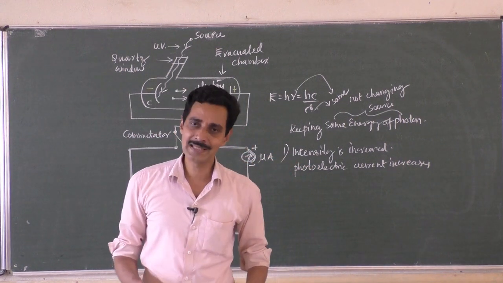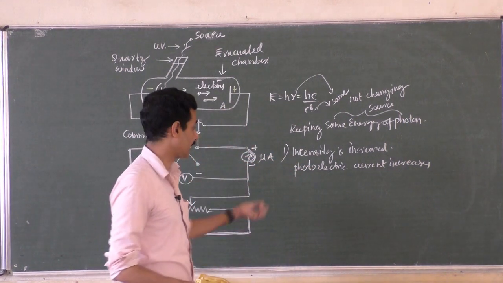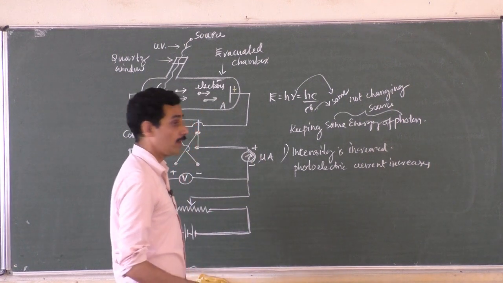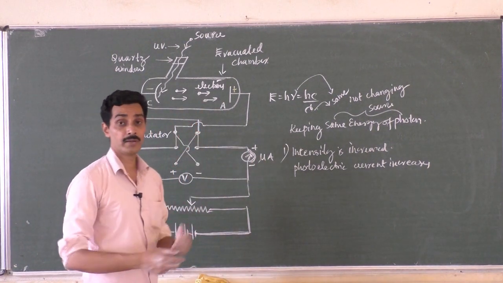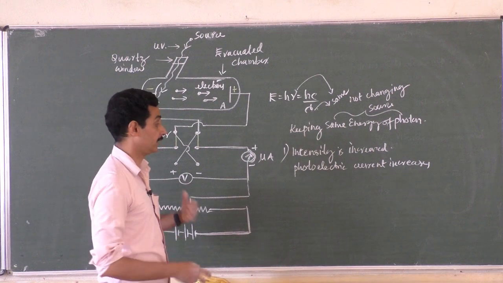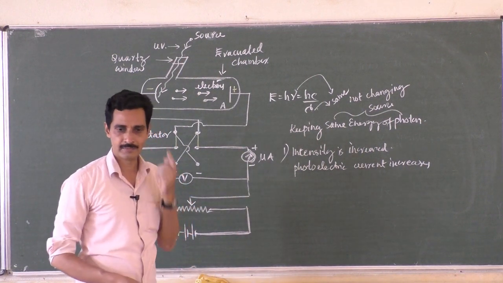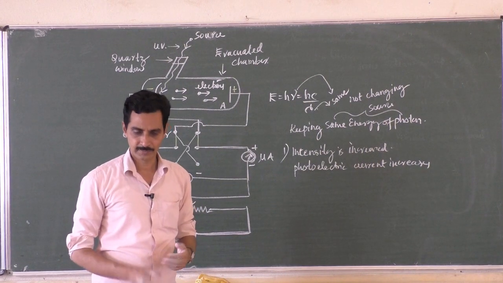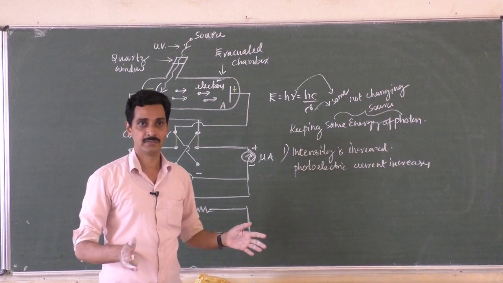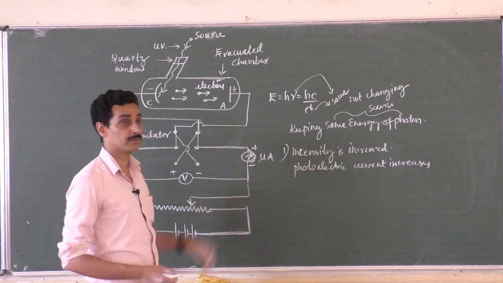So when the intensity of the incident light is increased, photoelectric current went on increasing. And how? It was linear. And they did it for different values. When the intensity was so much, they calculated what is the current. They doubled the intensity. The bulb was made double brighter. And the photoelectric current was found to be more.